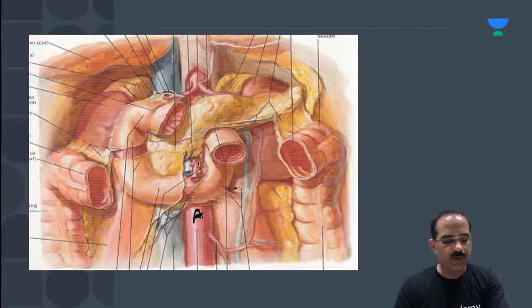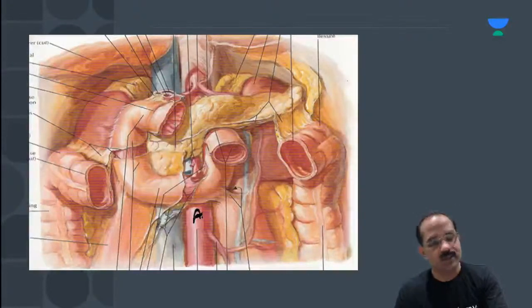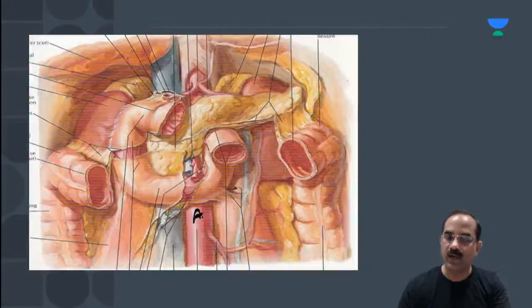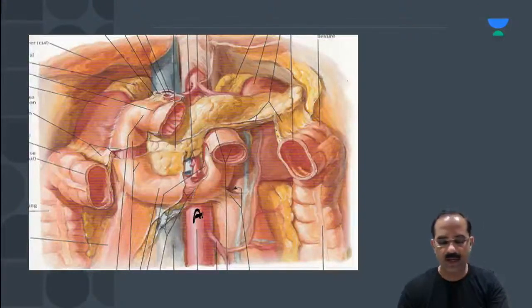So the anterior relation of the third part of the duodenum would be the superior mesenteric vessels and the root of mesentery. The posterior relation would be the right psoas major with the right ureter, the right gonadal vessels, the IVC and the aorta. Yes, very good.